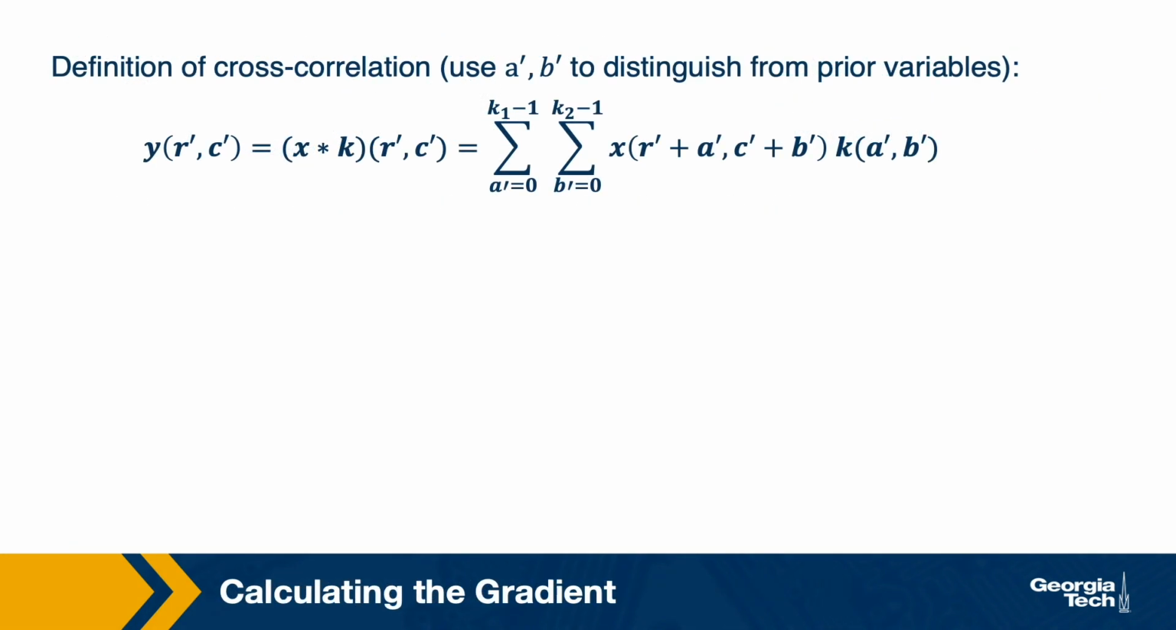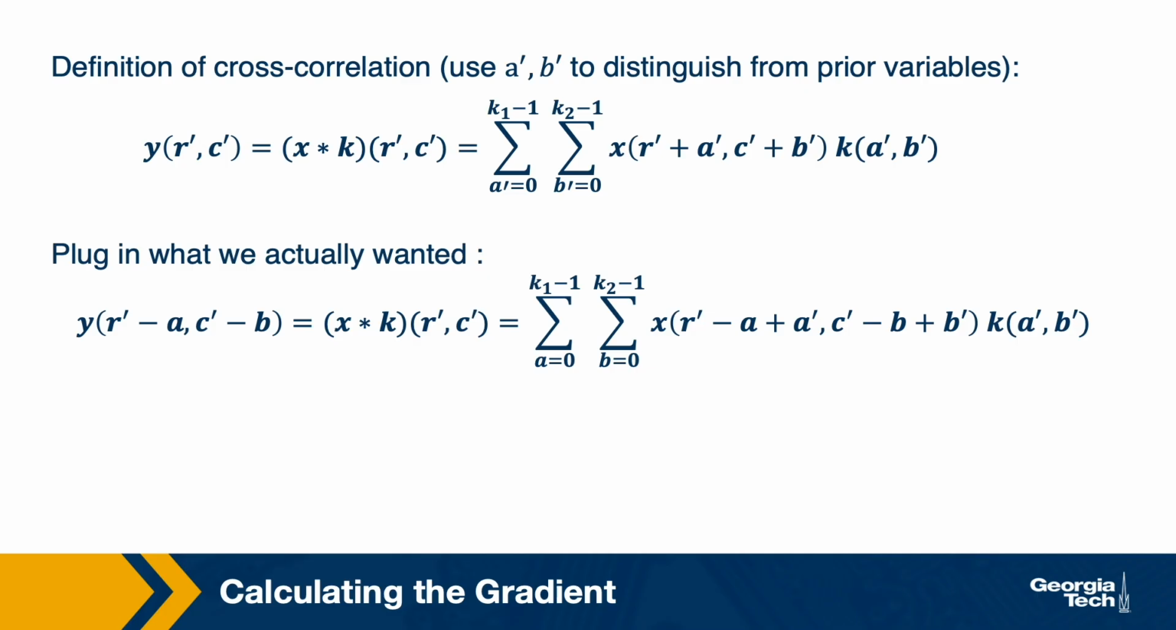But in this case, we're going to use different variables a prime and b prime. The reason is that we've already defined a and b as iterators over the kernel in the previous slide, so you want to distinguish it from that. And we can plug in the actual pixel that we wanted. We didn't want r prime and c prime. We wanted r prime minus a and c prime minus b. So if we use those pixels instead, then this is what we get.